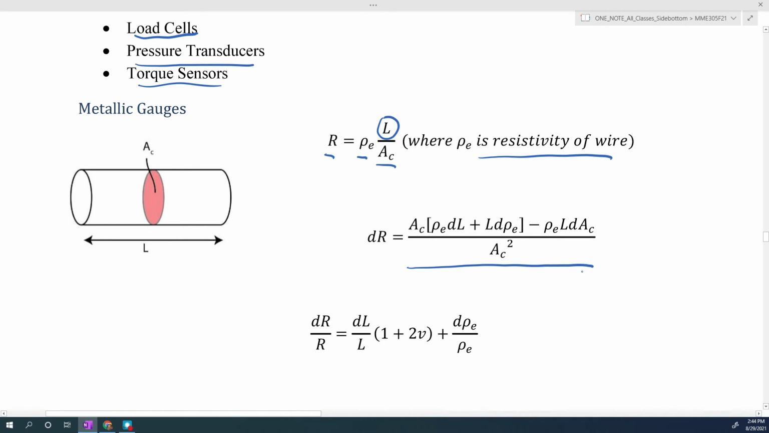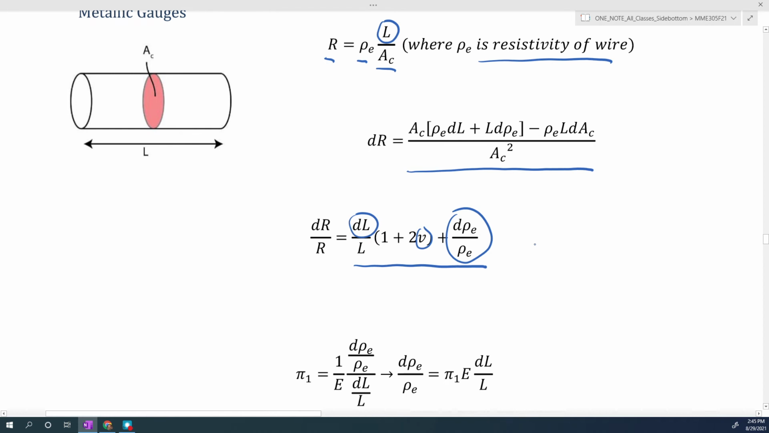So if we just divide by the original resistance here, we end up getting the original length, the change in length, which is our strain, the Poisson's ratio, and the change in resistivity over the original value of resistivity of the wire. So we can define this delta rho over rho term using something called the piezoresistance coefficient, which we denote here using the letter pi.